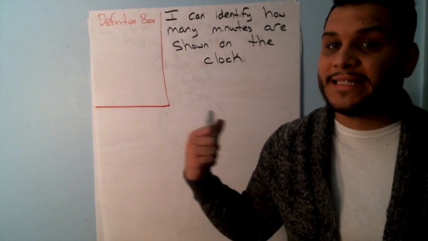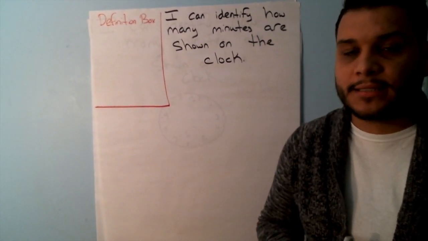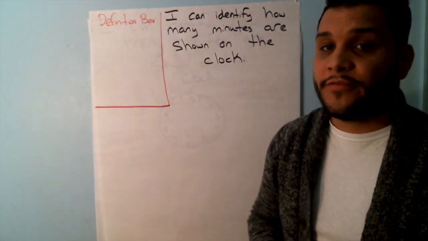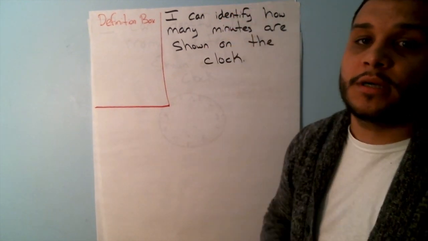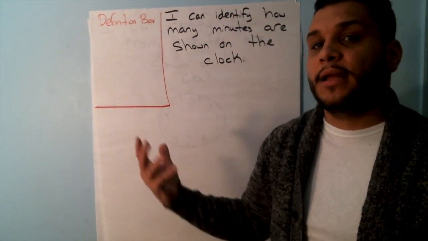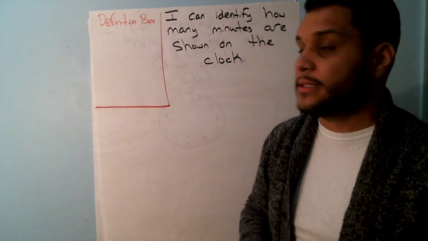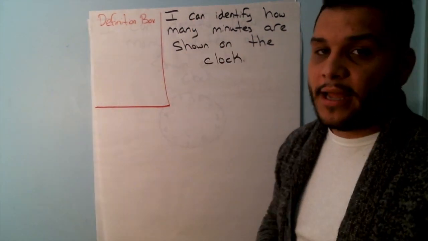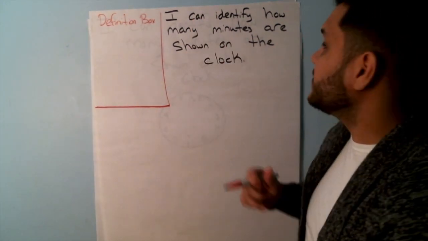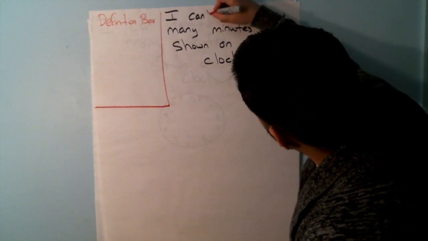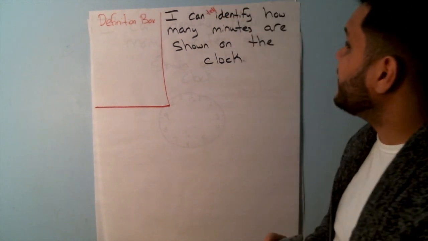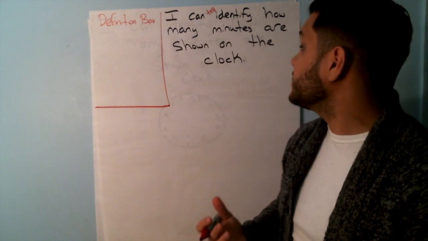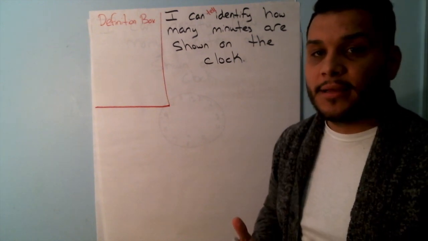You know it. It's time for our definition box. So before we start to fill in our definition box, we're going to pull some of the words from our I can statement so that we can know what we are learning today. So I can identify, and we know that the word identify is fancy for tell. So I can tell how many minutes are shown on the clock.